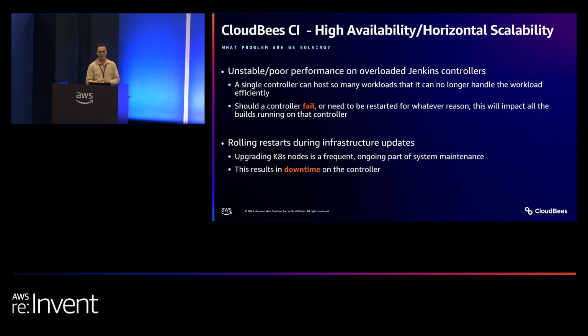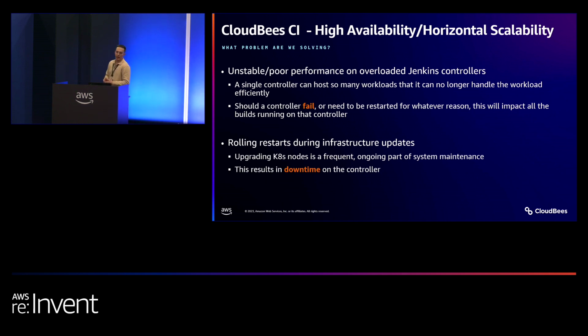From a storage perspective, we all know Jenkins is a file-based system. So with unstable and very poor performance on these overloaded controllers, we know that's one of the biggest pitfalls in open source: these monolithic, gigantic controllers, and it becomes extremely hard to maintain. Should that controller fail in any given disaster or even a restart, that's going to impact every single build.